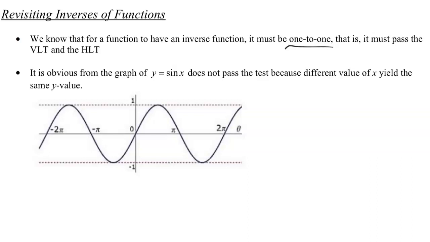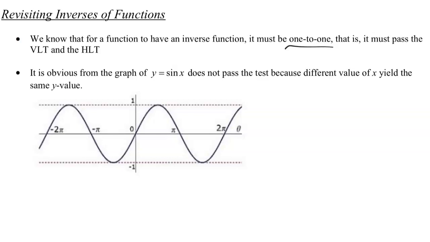It is very obvious by looking at the picture here of this sine of x function that it does not pass the horizontal line test. So what we are going to do is restrict the domain of the sine function so that when we take its inverse, it will be a function. Another way to say that is we're going to restrict the domain so that sine of x is 1-to-1, so that it passes the horizontal line test.